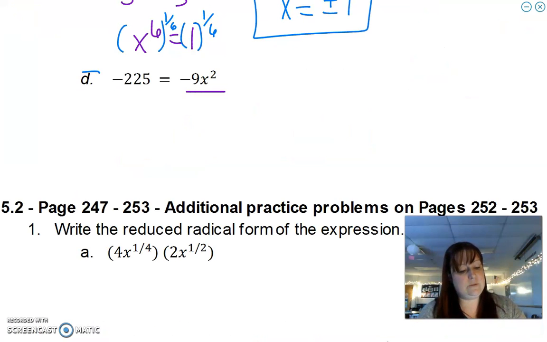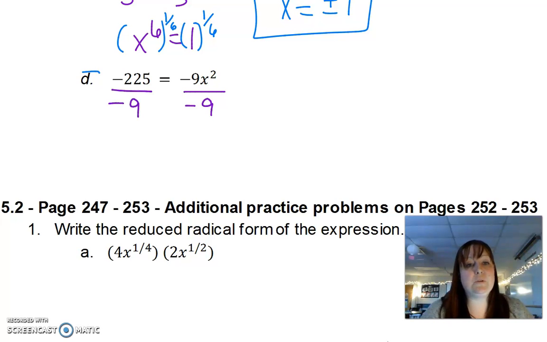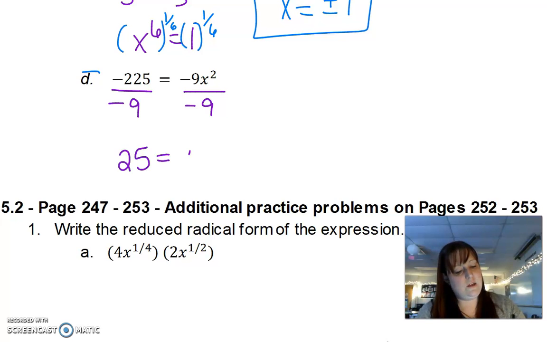Okay, last one in this section, and probably the last one for this video. We're going to divide both sides by 9, and 225 does divide by 9, because 5 plus 2 is 7 plus 2 is 9. So remember, if the digits add up to 9, then it divides by 9. So 225 divided by 9 is 25. So that's 25 equals x squared. And then we take the square root of both sides.